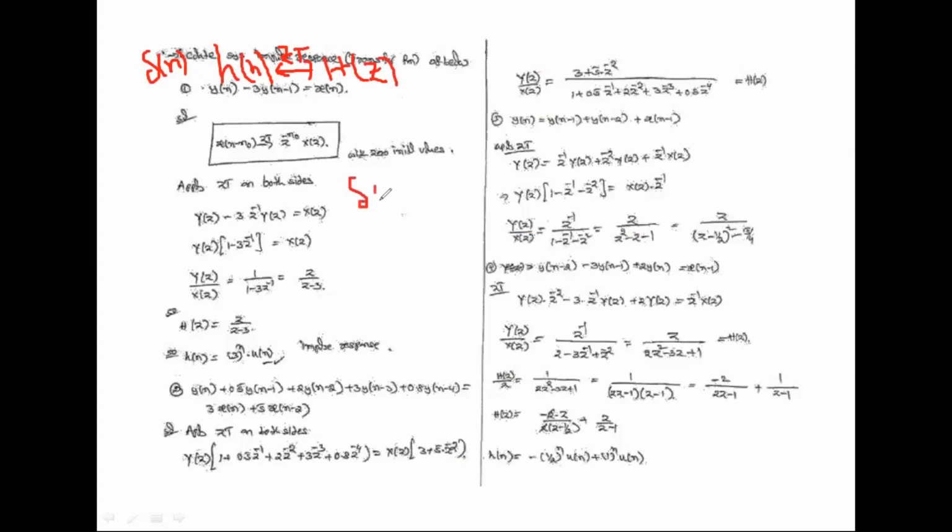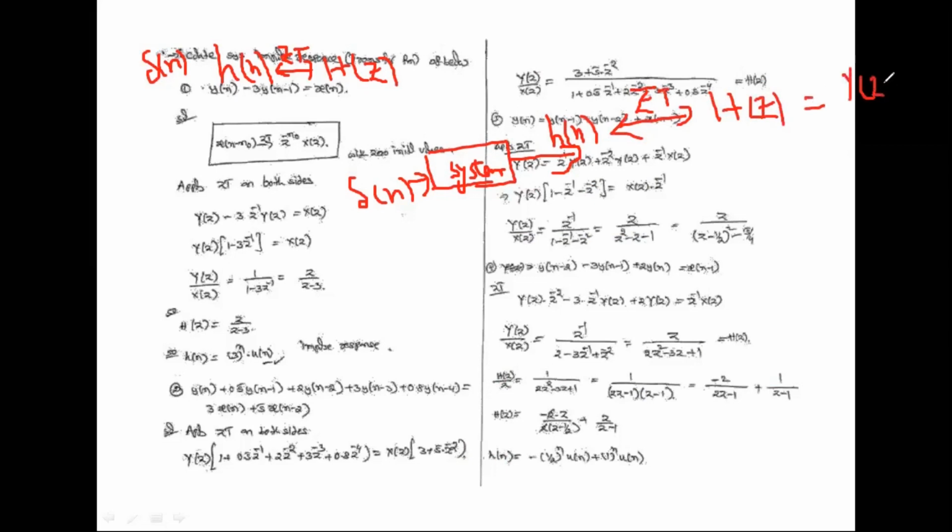Delta of n is given to the linear time invariant system. The response is impulse response, nothing but the h of n. So the impulse signal passes through the system, we'll get the impulse response. And this impulse response, whatever we got, apply the Z transformation, we'll get the h of z, calling it as y of z by x of z, the system transfer function or system function. Got it, my dear students?